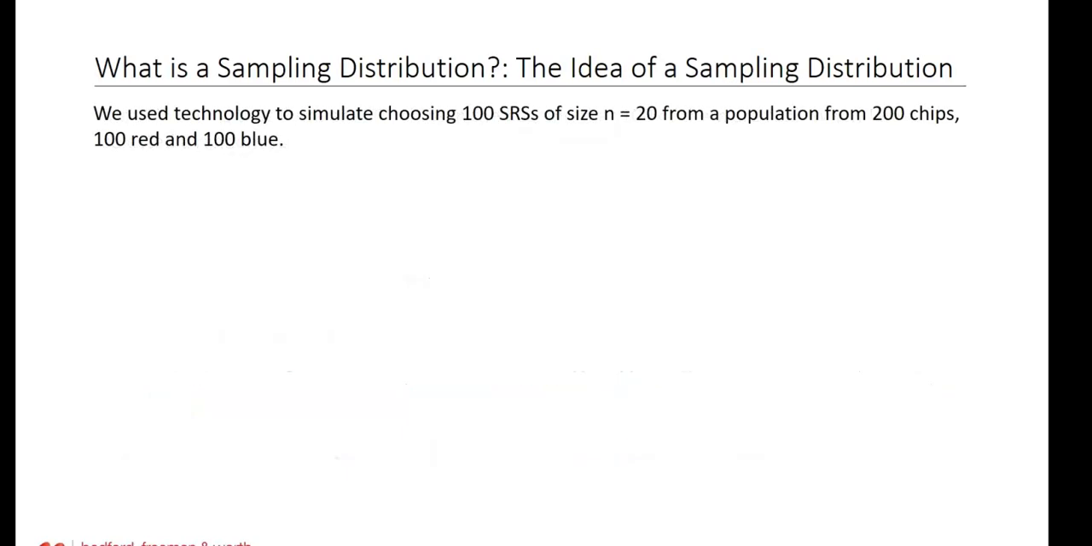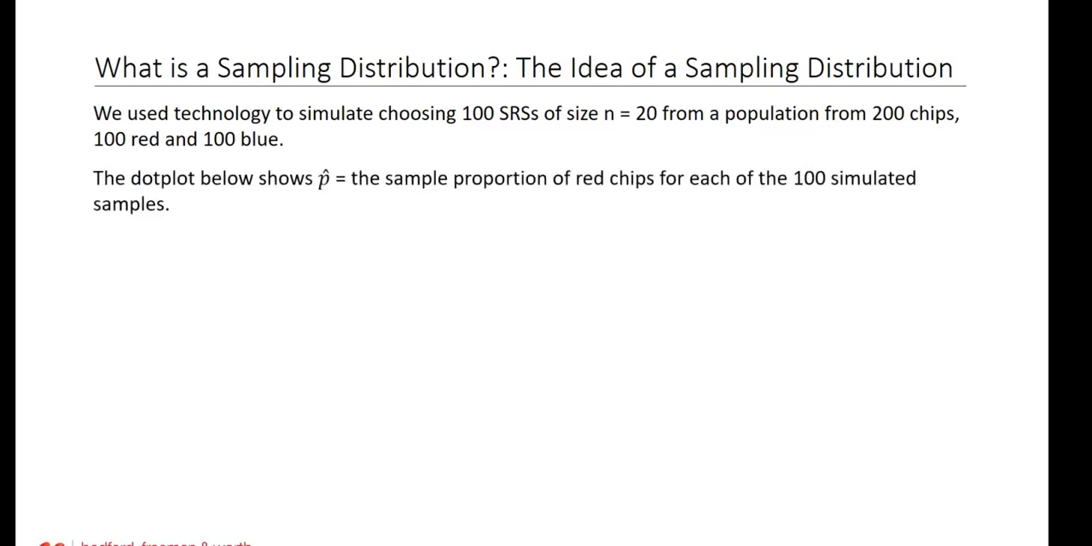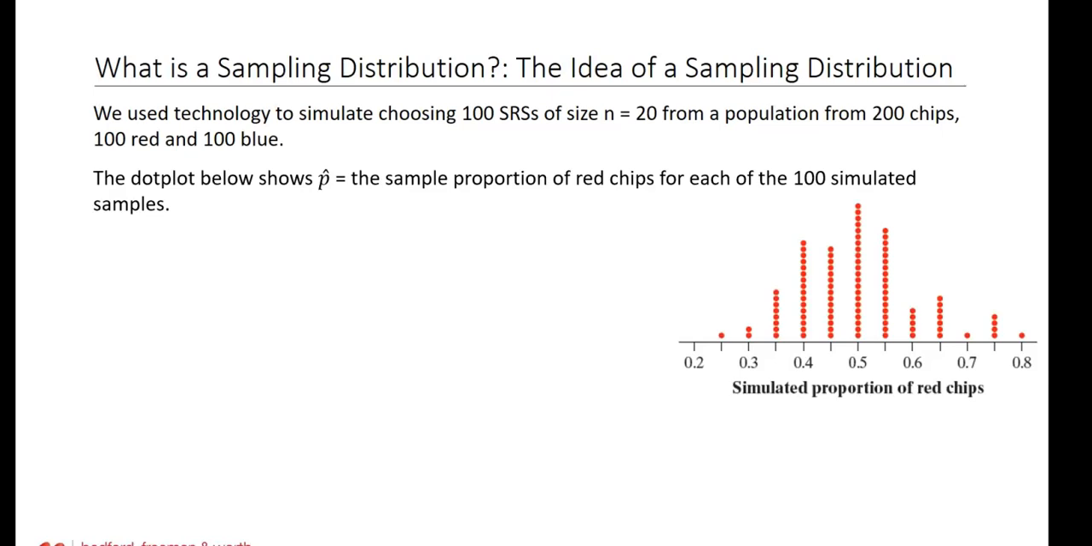Okay, so they use technology to simulate choosing 100 simple random samples of size 20 from the population. So this is not a true sampling distribution because it doesn't say they took all possible samples of size n equals 20. They just randomly collected a bunch of them, 100 of them, but my guess is there's quite a bit more than just 100 possible ones. But that's nice. They plotted those on the chart below. So this is the simulation they did. They did it 100 times.